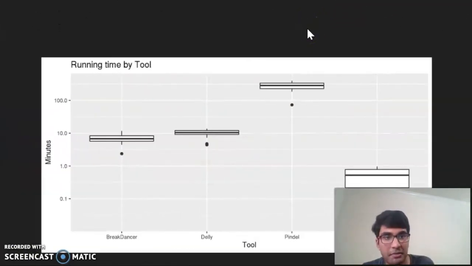After running these tools, we compared these tools using various metrics such as runtime. Runtime across the tools varied quite dramatically. For example, this tool took less than a minute, whilst this tool took a few hours.